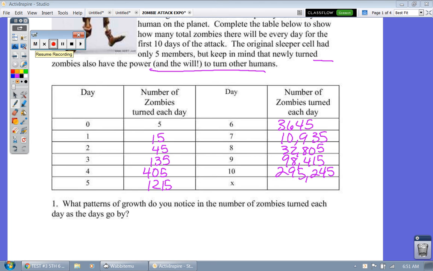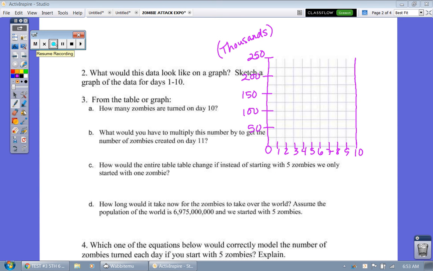Okay, so look at question 1. What patterns of growth? Growth means something is increasing. Do you notice in the number of zombies turned? We already answered that from the intro to the project: you're just multiplying the information in the table by 3 each time. And you can see that there. That was pretty simple. Okay, question 2. What would this data look like on a graph? Sketch a graph of the data for days 1 through 10.